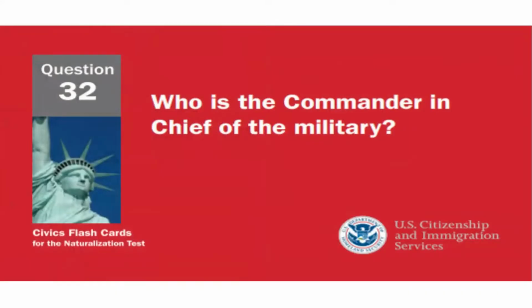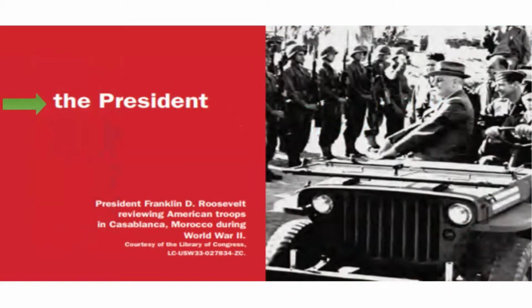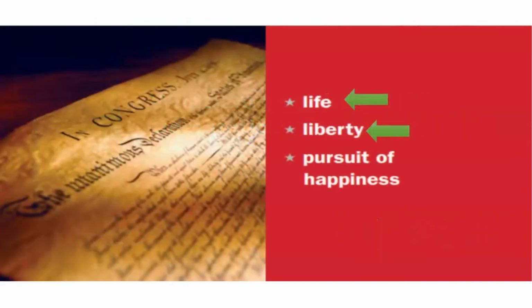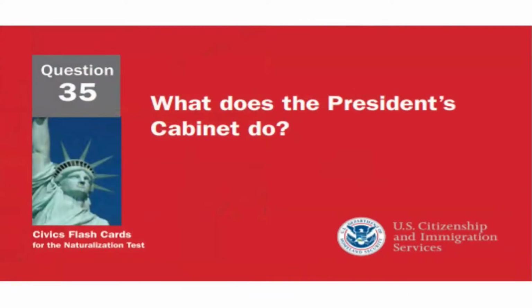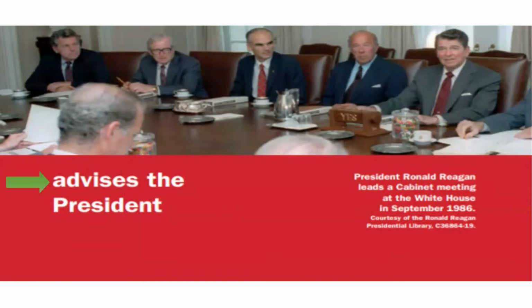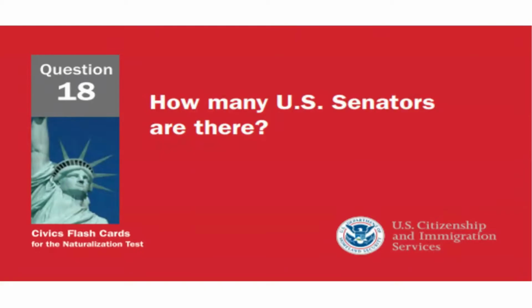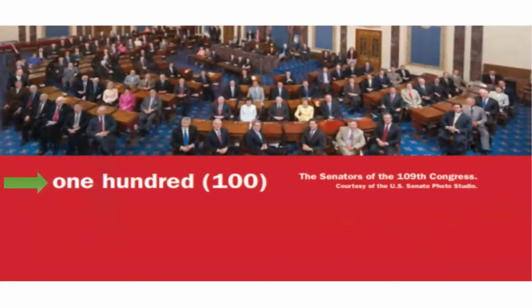Who is the commander-in-chief of the military? The president is the commander-in-chief of the military. What are two rights in the Declaration of Independence? Life and liberty. What does the president's cabinet do? Advises the president. How many U.S. senators are there? There are 100 U.S. senators.